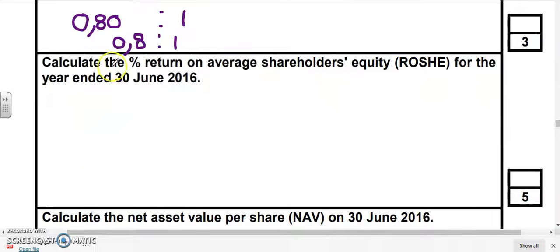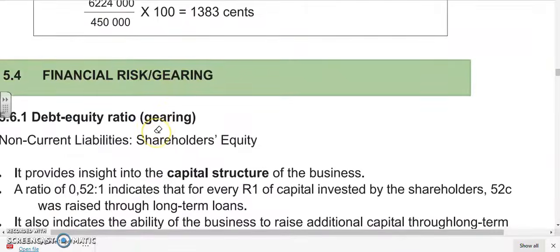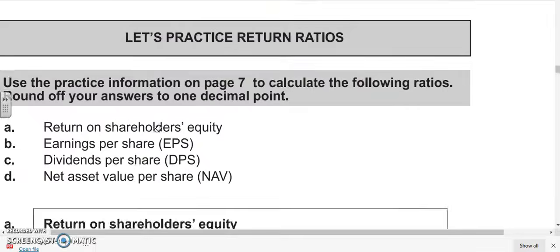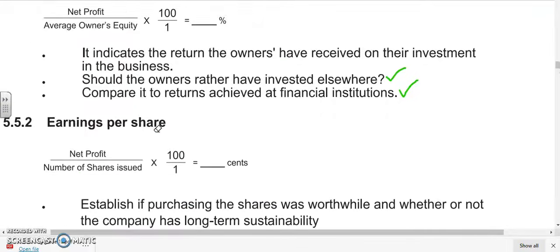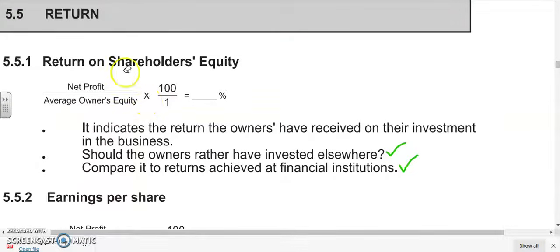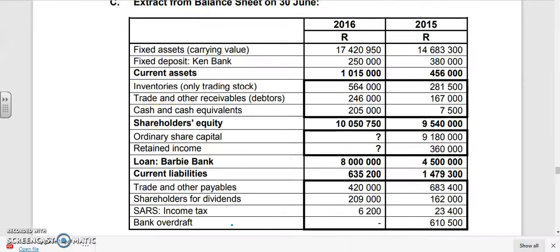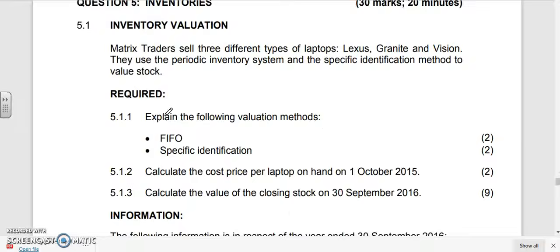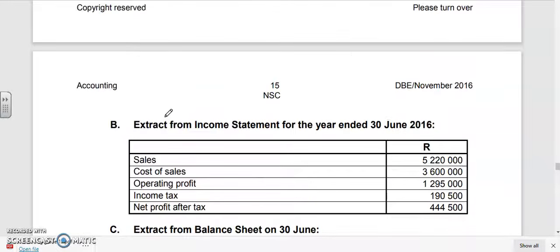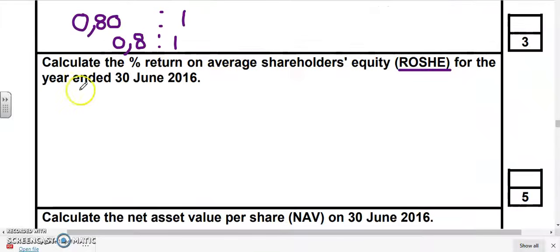The next one is to calculate the percentage return on shareholders equity, which is ROSH, and I'll take you to the formula as well so you get an idea of how to calculate it. Return on shareholders equity is net profit over average owner's equity. Average owner's equity is the shareholders equity for both years, added up and divided by 2. The net profit is always after tax, so check for net profit after tax. Most of the time they will give it to us: 444,500.